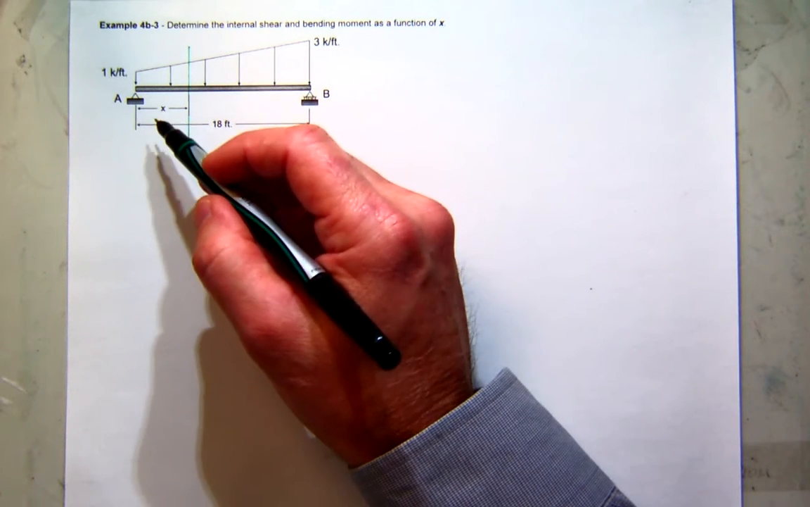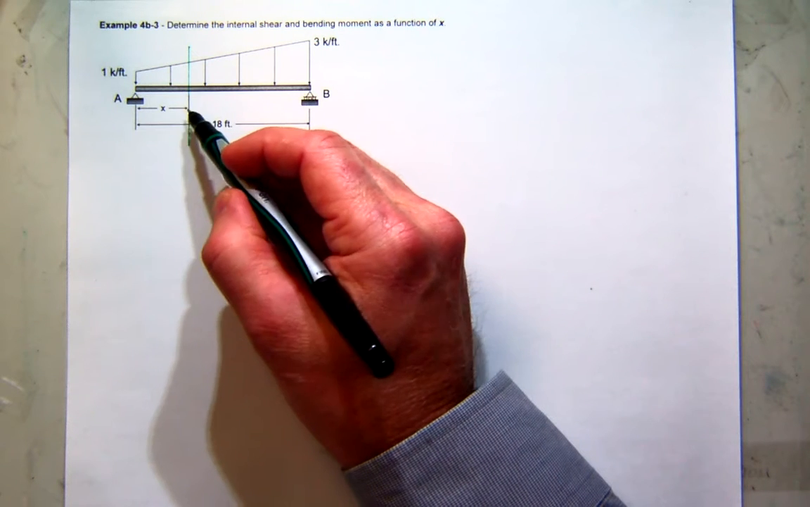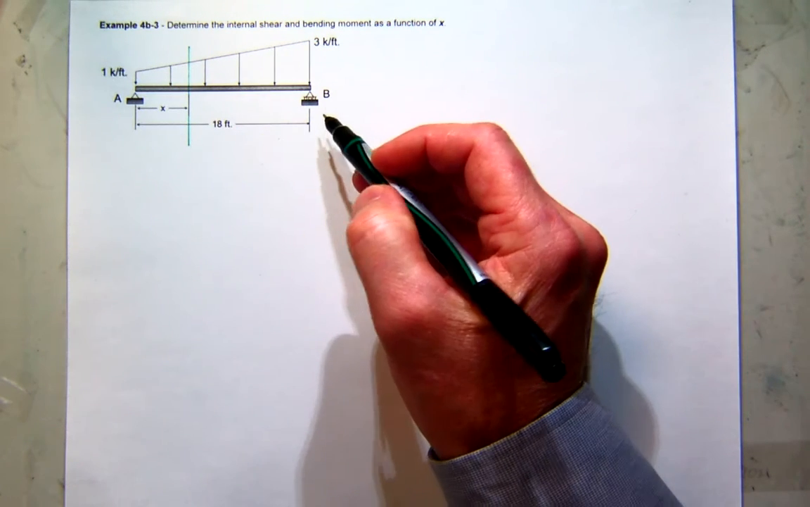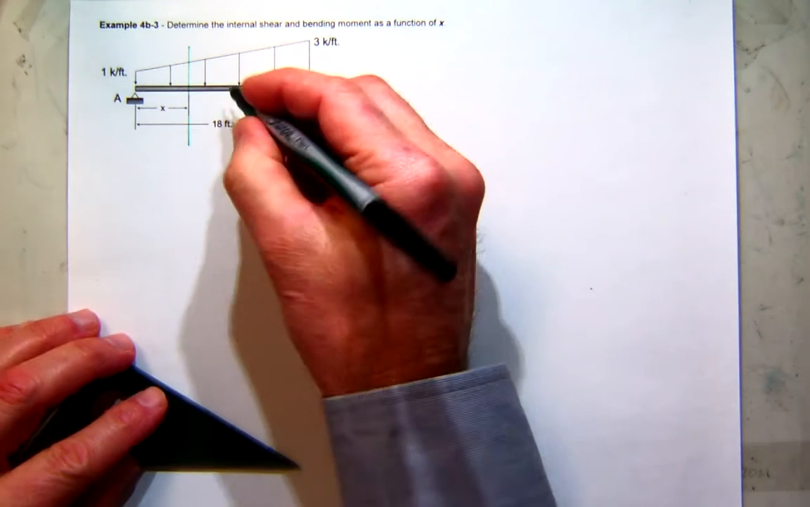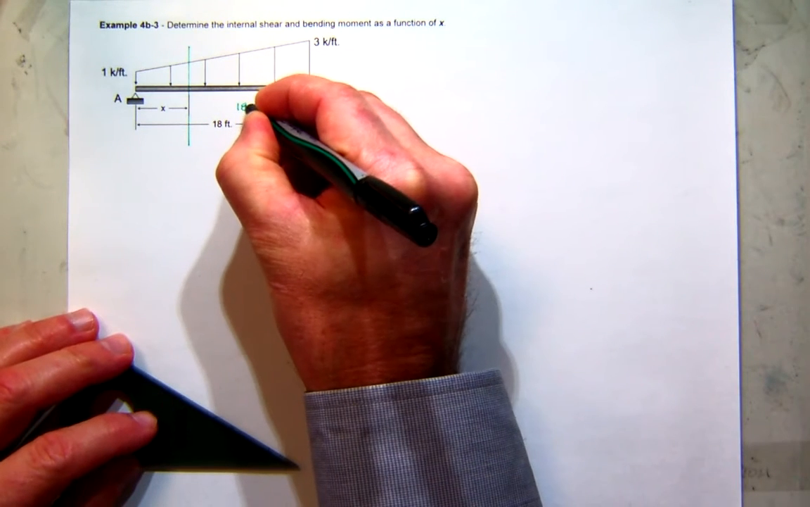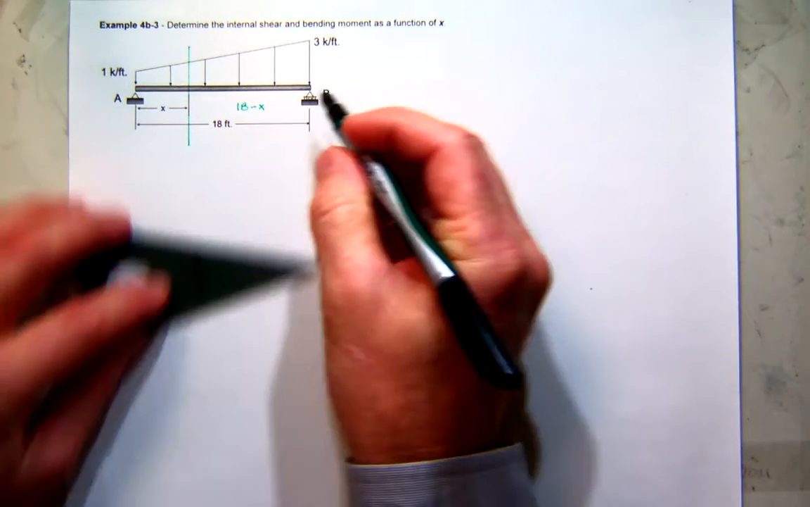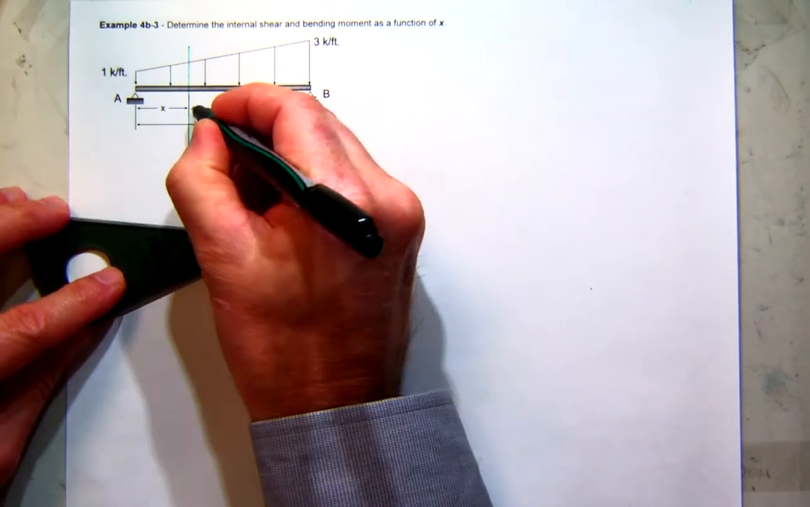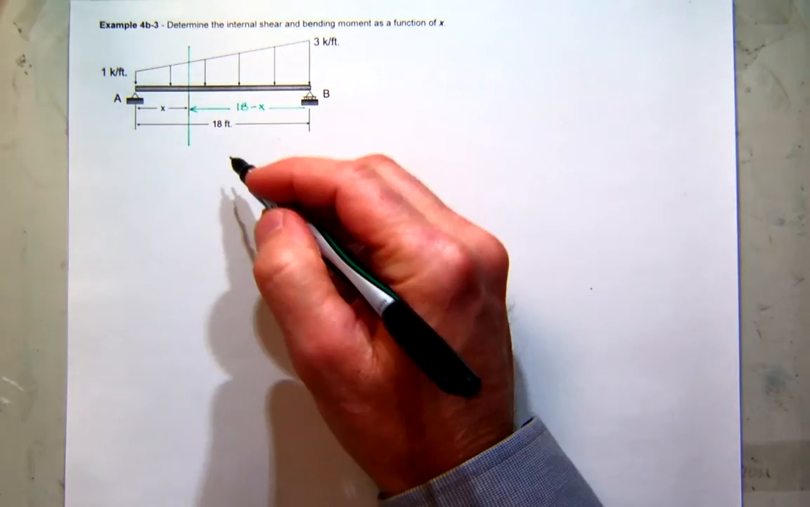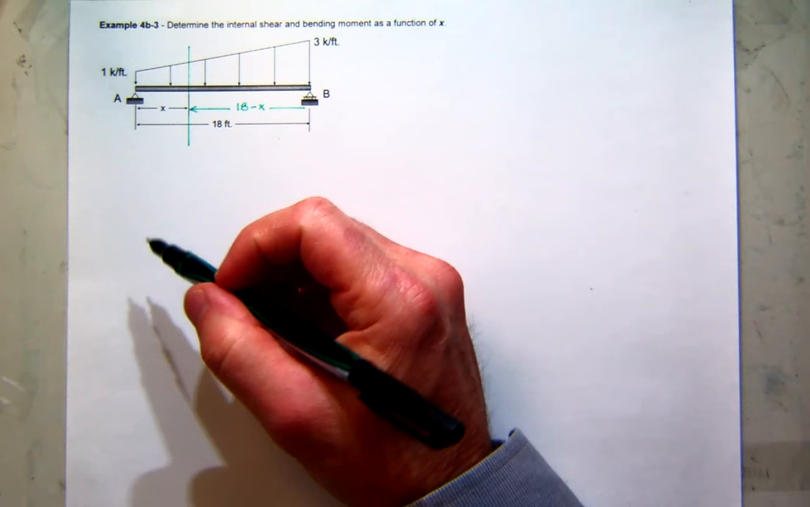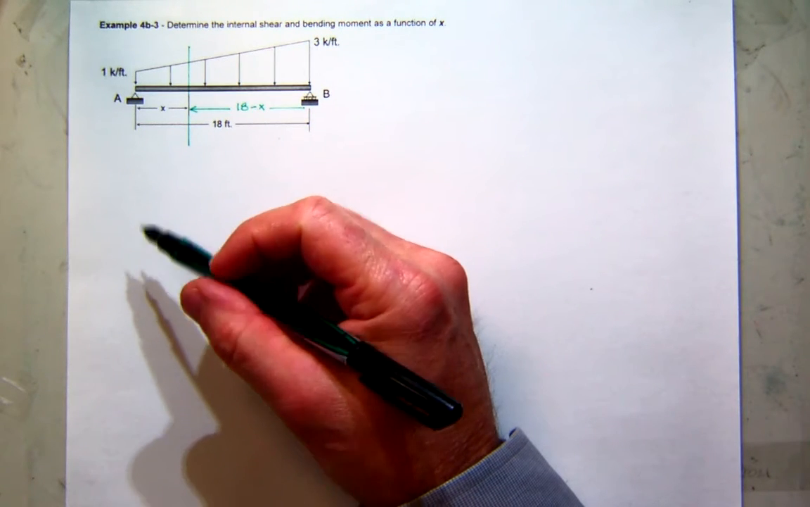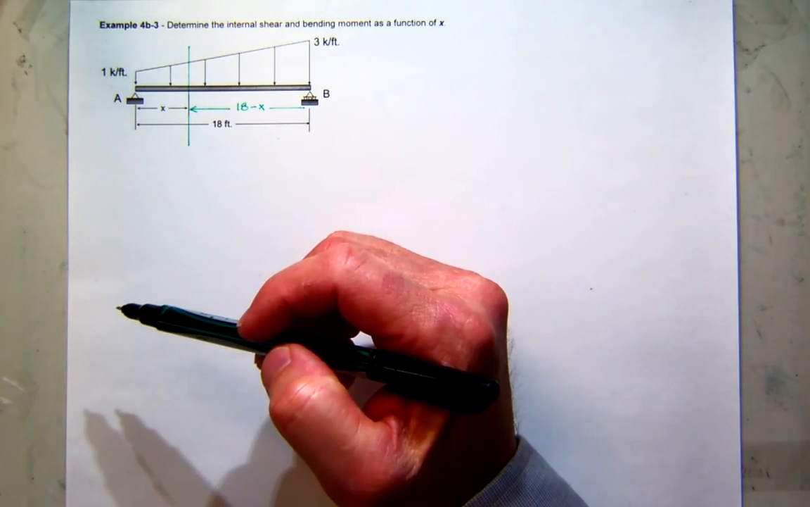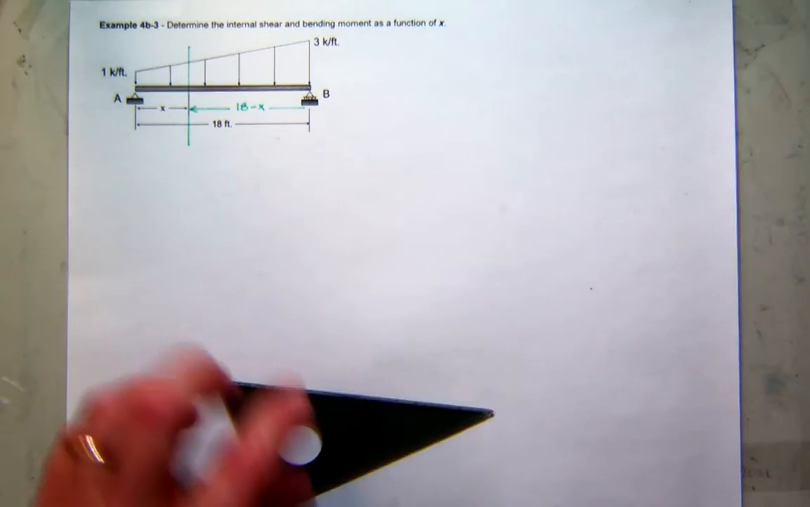The advantage of the left is that this segment would be in terms of x. What would the stuff on the right be in terms of? Yeah, it would be 18 minus x. And you can see that that would just be kind of a little more tedious to deal with. So I think it's going to be easier to use the left side for this problem. And since I'm going to the left side, I want to find my reactions at A. So let's do that first.